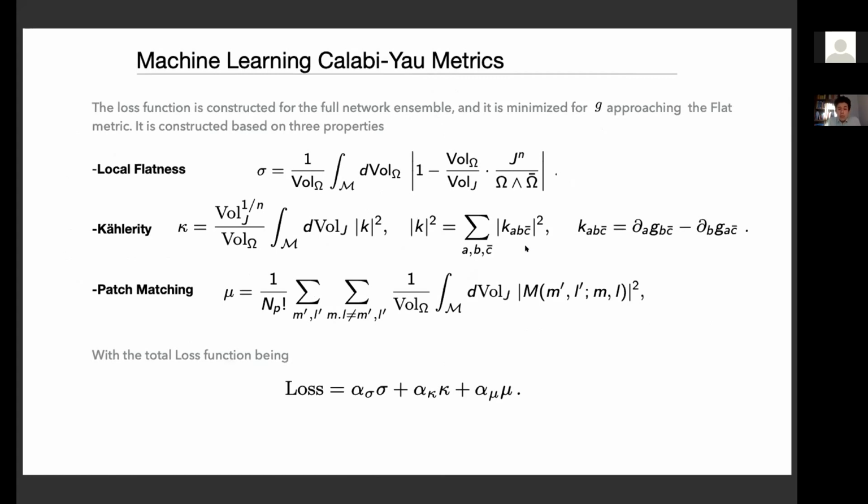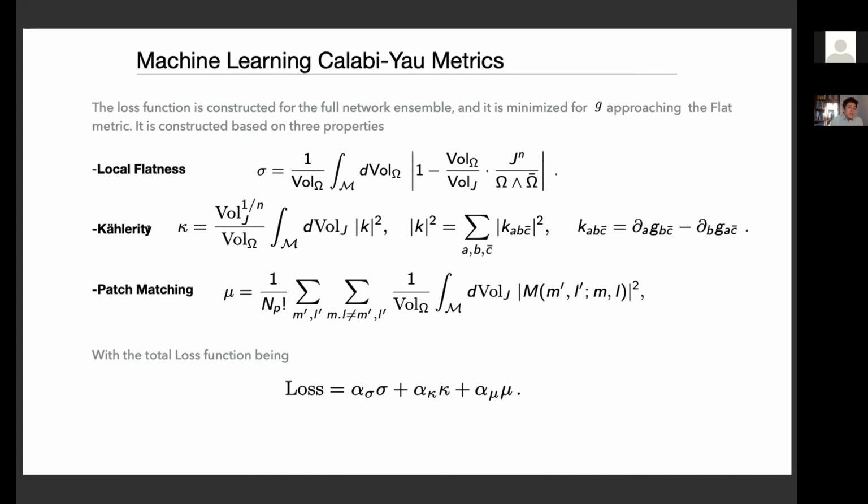So basically we want the metric to be flat, and then this quantity sigma here ensures that, as this J is related to the metric. So basically this is the determinant of the metric. And basically this quantity gets minimized whenever the determinant of the metric approaches omega wedge omega bar, which is the determinant of the Ricci flat metric.